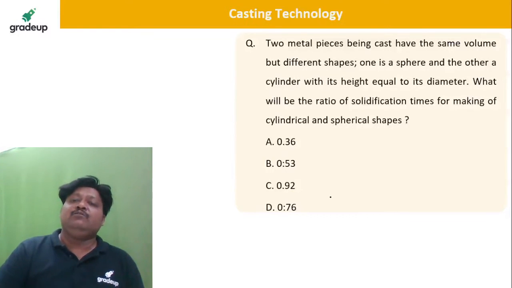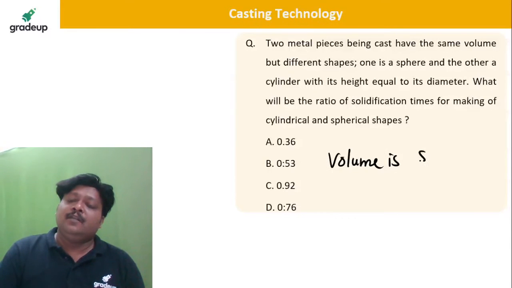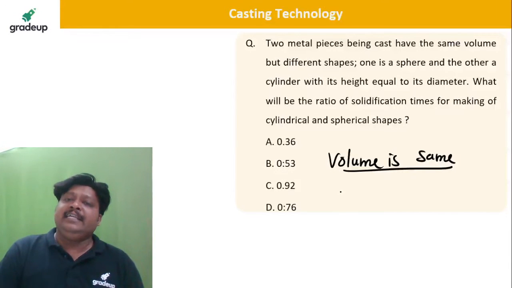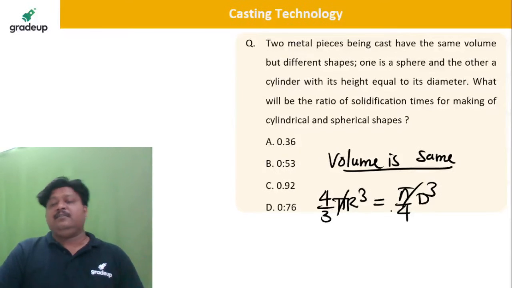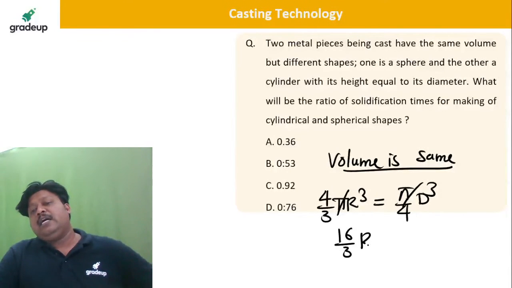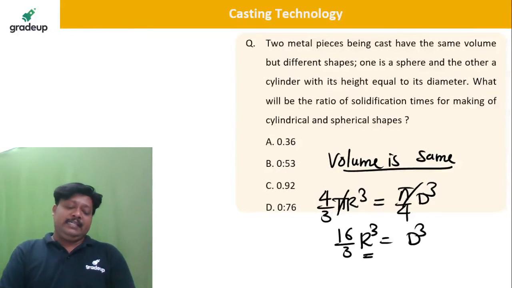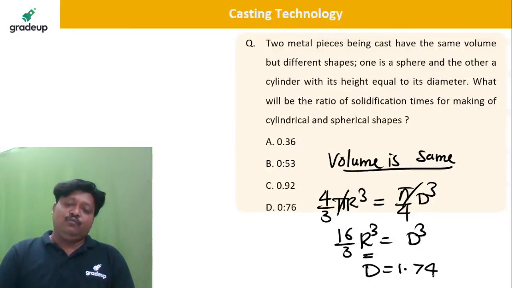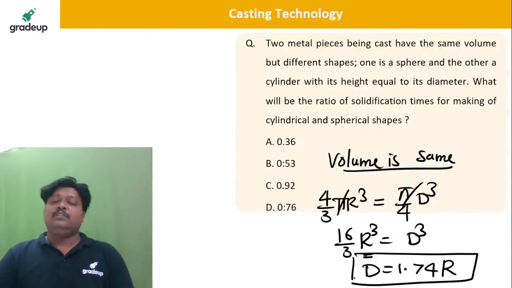So two metal pieces being cast have the same volume. One is sphere, that is, volume will be 4 by 3 pi r cube, and one is cylinder with height and diameter same, that is pi by 4 d square h, and d and h same, so it will be d cube. So 16 by 3 r cube is equal to d cube. There is a relation between the radius of the sphere and the diameter of the cylinder, right? So 16 divided by 3 and cube root of the answer will be 1.74. So d is equal to 1.74 times the radius of the sphere. So this is the relation I have got.